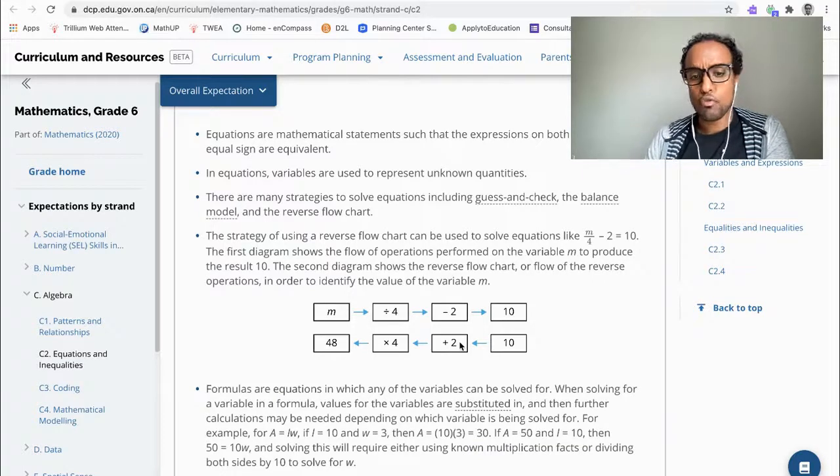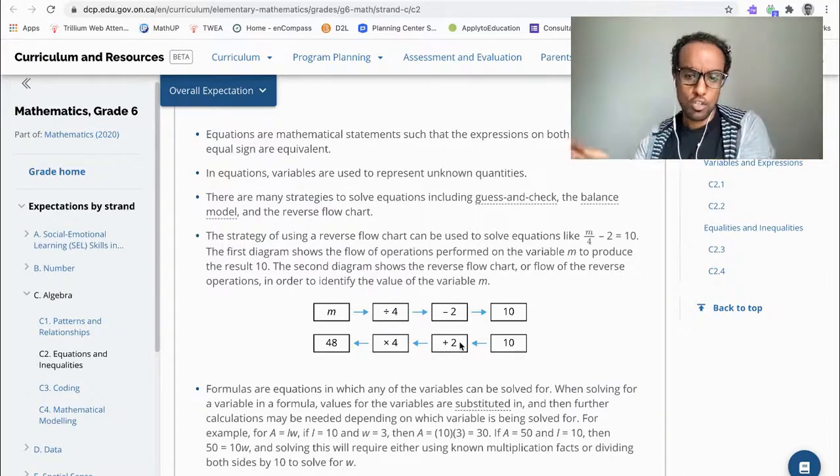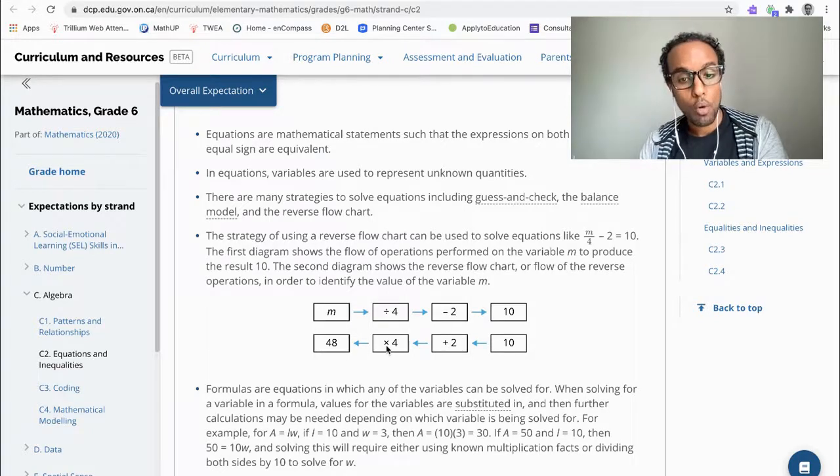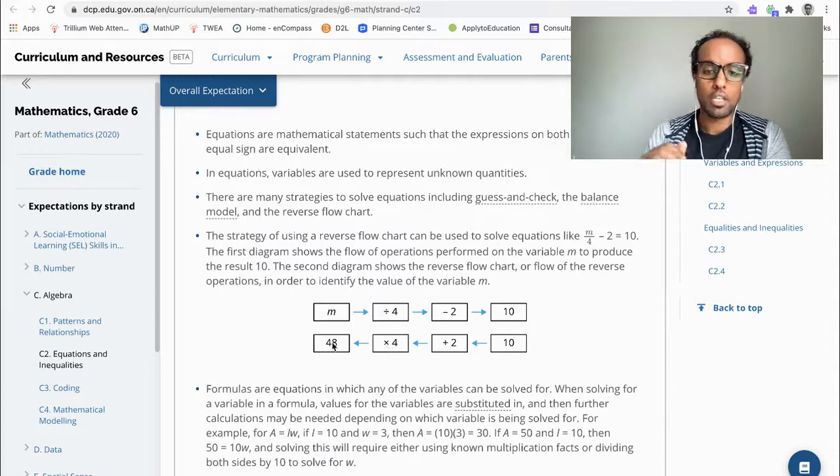The reverse flowchart is kind of an organized way of thinking through the process of an expression, an equation, m divided by 4. So m over 4 take away 2 equals 10. Going through that step and then going backwards to solve for m. So I have 10, I'm going to add 2 to it because I took away 2, and then I'm going to multiply that value by 4 because I had divided by 4, and I should get what m is. I'm solving in that reverse flowchart way. So that's a really helpful strategy.